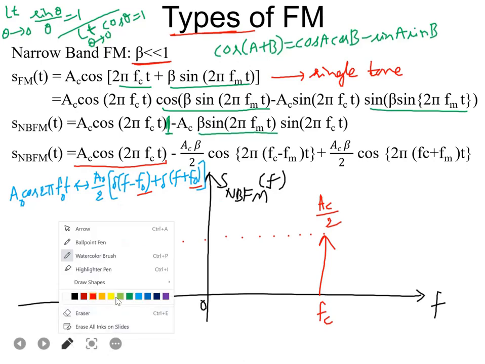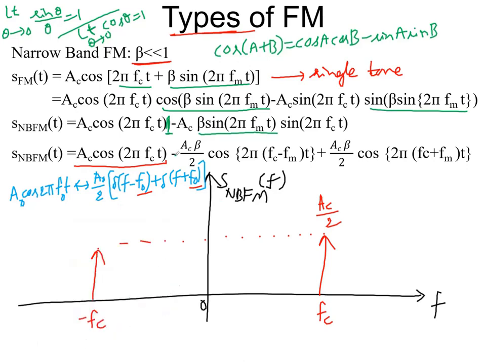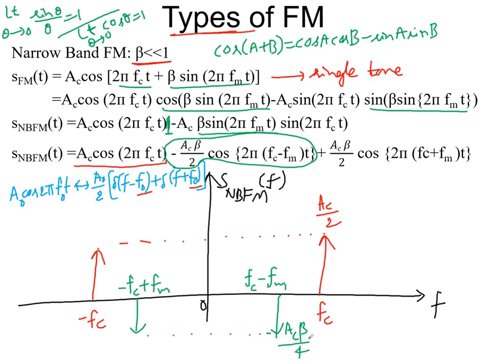Now if I want to plot the second one, which I may represent with green here, this is minus Ac beta by 2 cos of 2 pi fc minus fm t. Since it is negative, I will represent it downward, and it is existing at what frequencies? It is existing at fc minus fm on the positive frequency axis, and on the negative frequency axis at minus fc plus fm, and the amplitude becomes how much? Minus Ac beta by 4, or since I am representing it down, I may write it as Ac beta by 4.